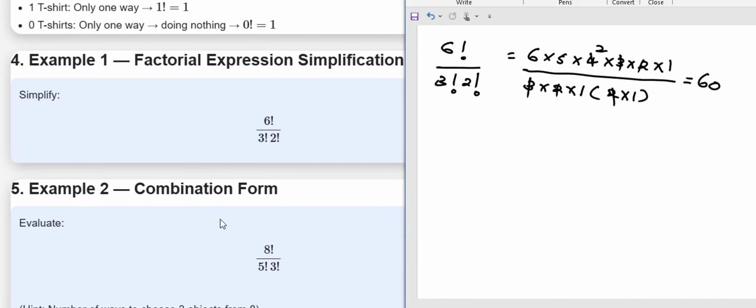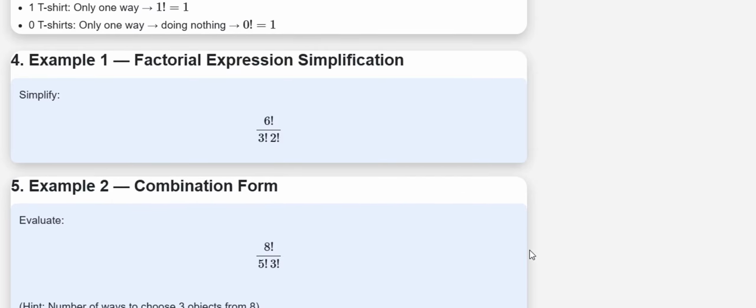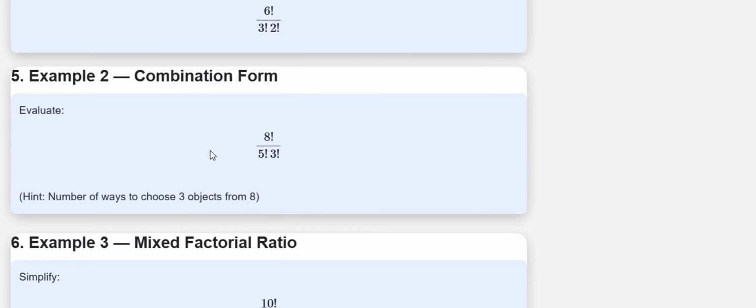But I want to show you another simple way to do this. Let me show you, with another example.